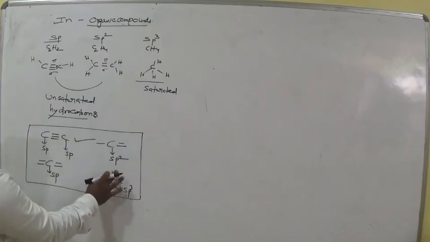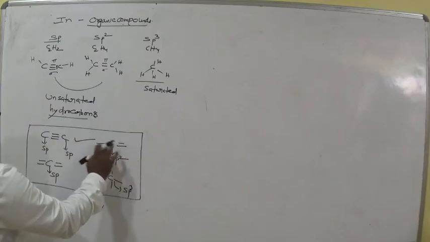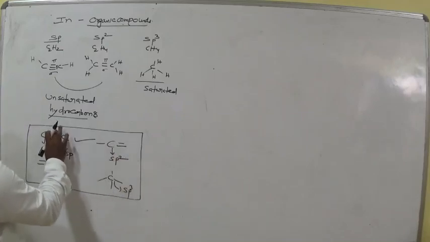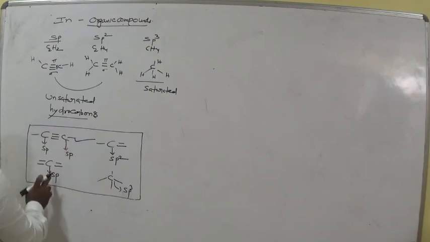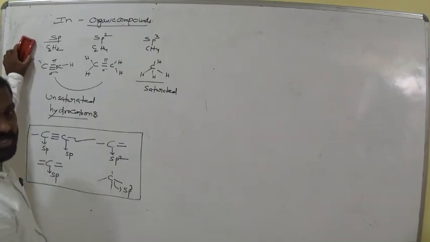Only single bonds with carbon: sp3. Double bond and single bond: sp2. If a triple bond is there, sp. Here, with a double bond on both sides, it is also sp. Okay, remember this. We have bits based on this concept.